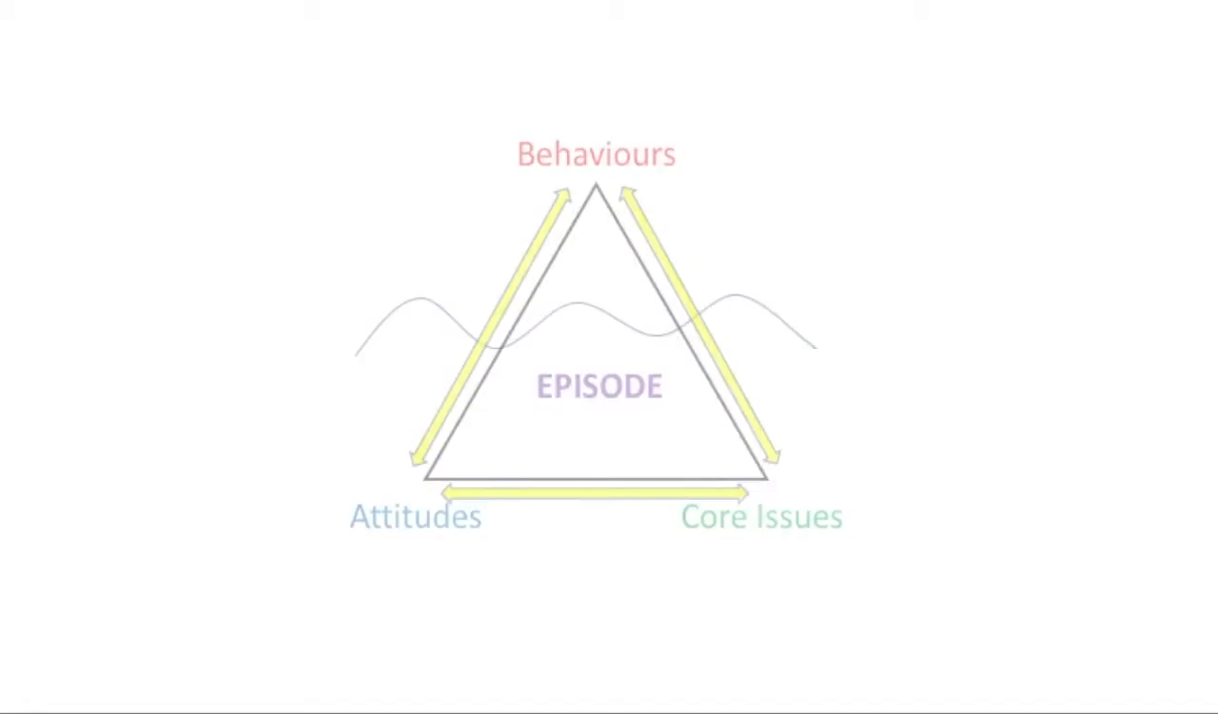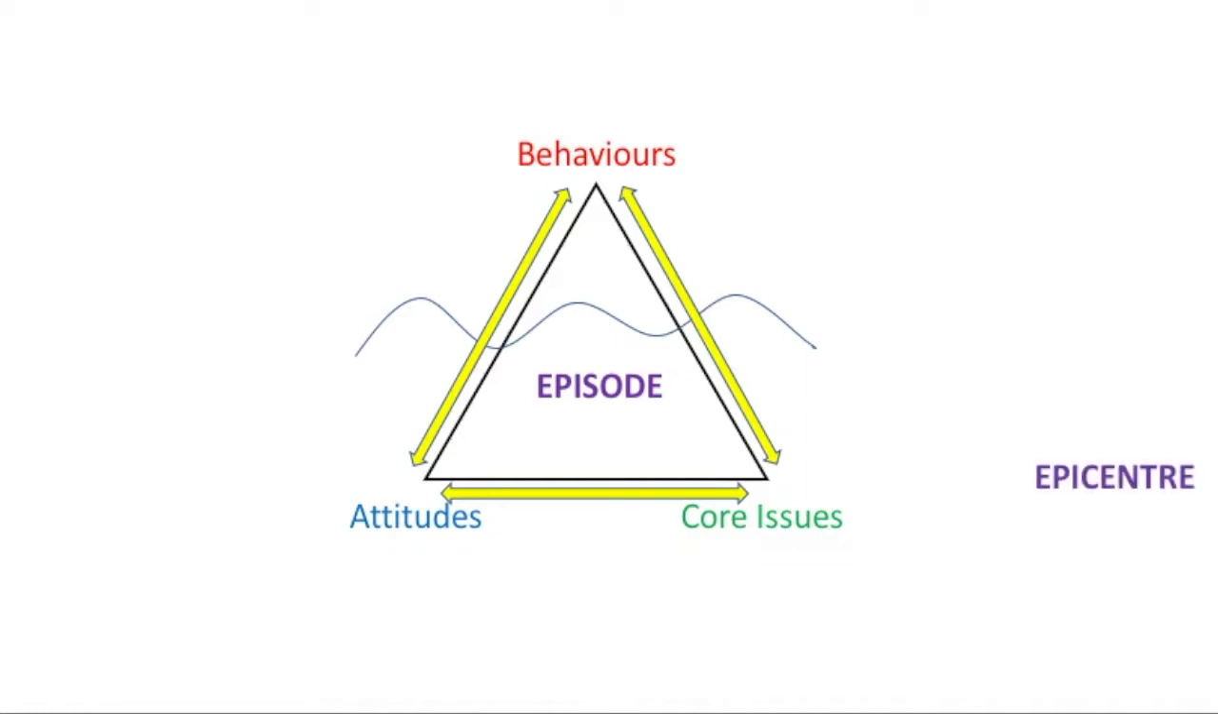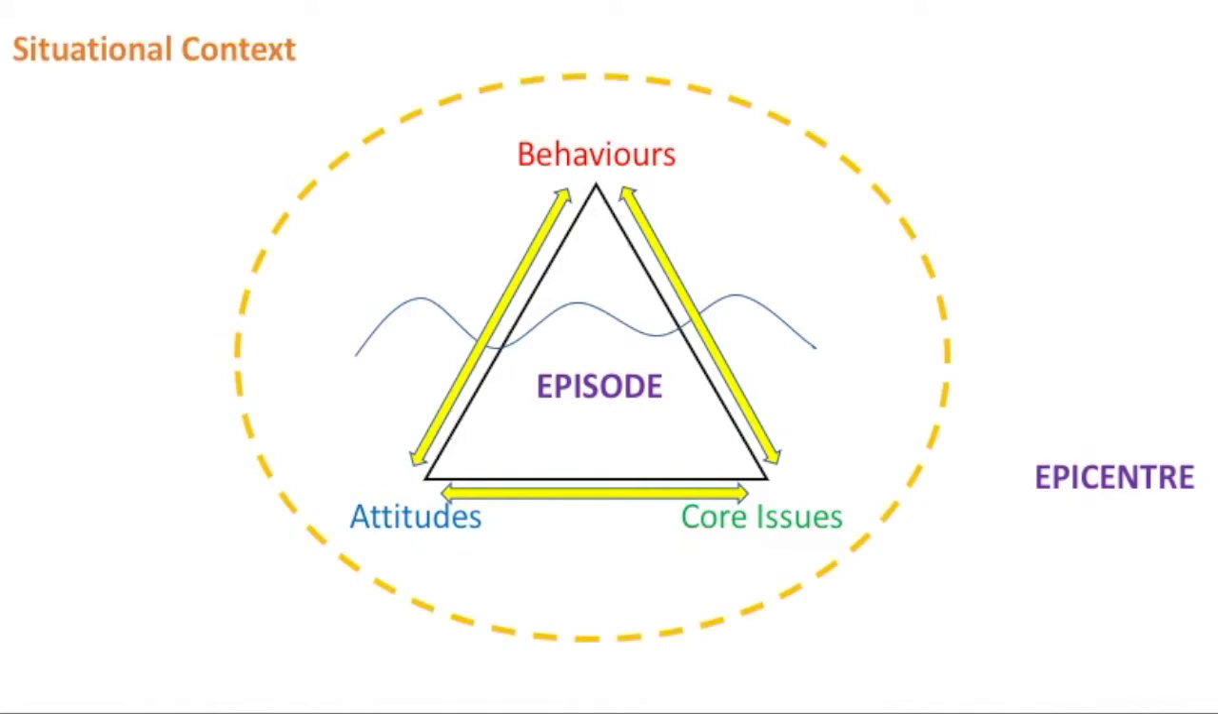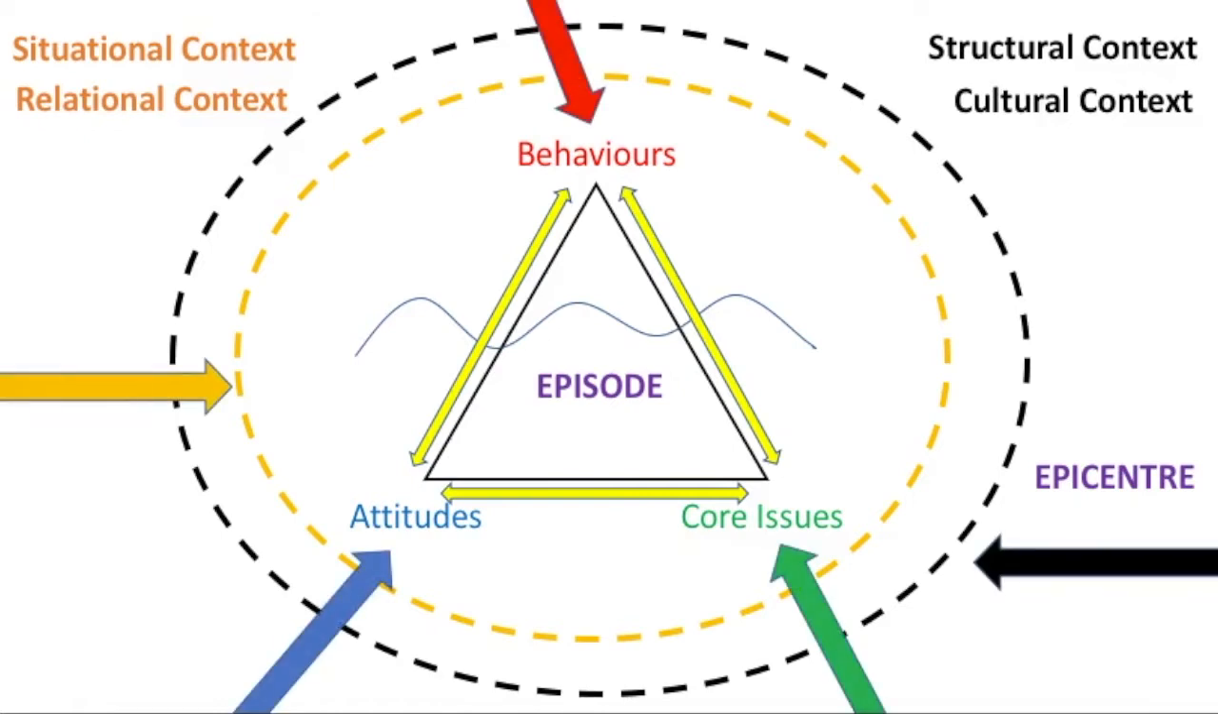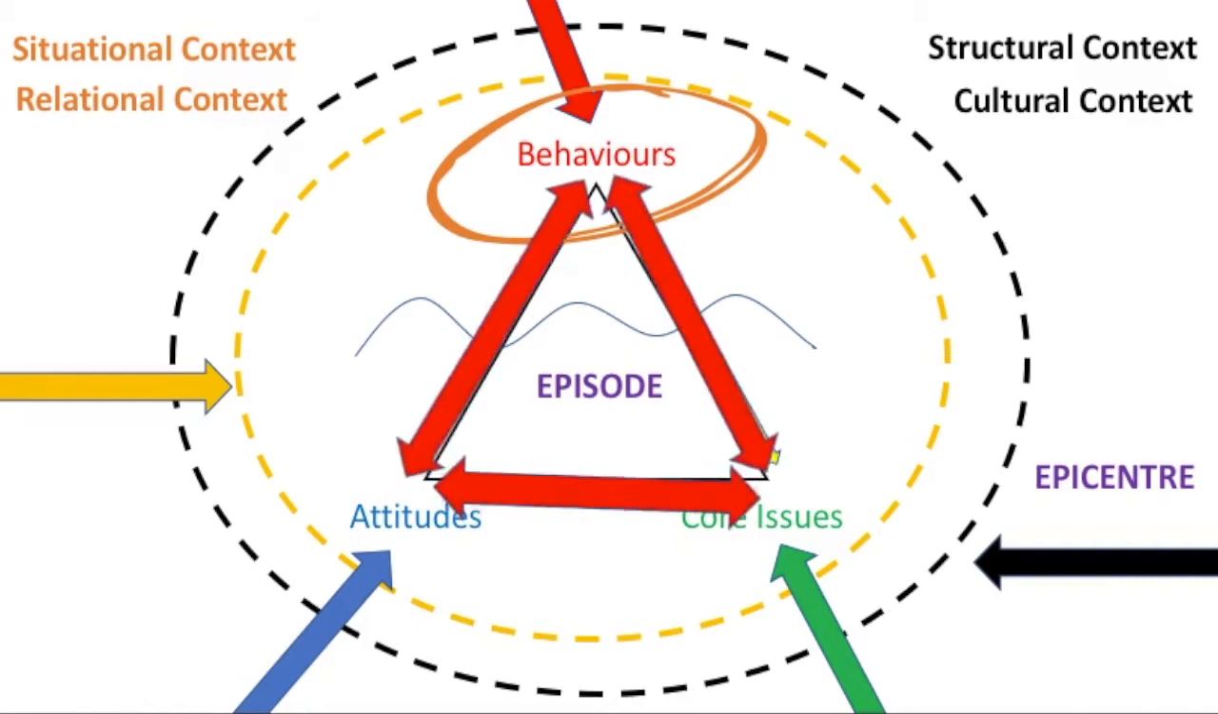Review. So we've been working with the model of conflict that suggests we can divide it into episodes of conflict, which includes attitudes, behaviors, and core issues, all of which interrelate, as well as epicenters, which include various things like situational context, relational context, as well as broader structural contexts and cultural contexts, all of which have histories. In this video, we're focusing right here on behaviors, particularly communication behaviors. However, I want everyone to remember that behaviors intersect with attitudes and core issues.